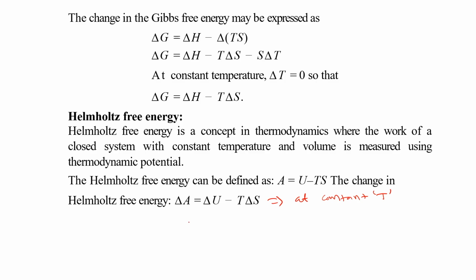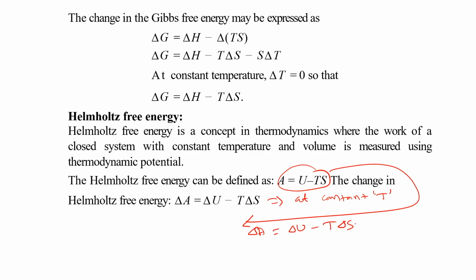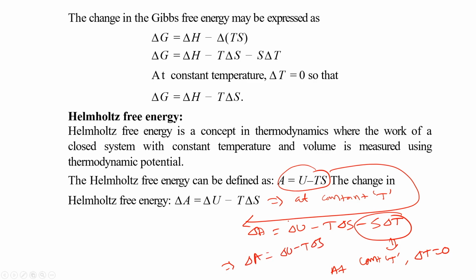Actually, from this expression we get delta A is delta U minus T delta S minus S delta T. So, if temperature is constant, we write delta T is 0. So we get delta A equals delta U minus T delta S. That is why it is written.